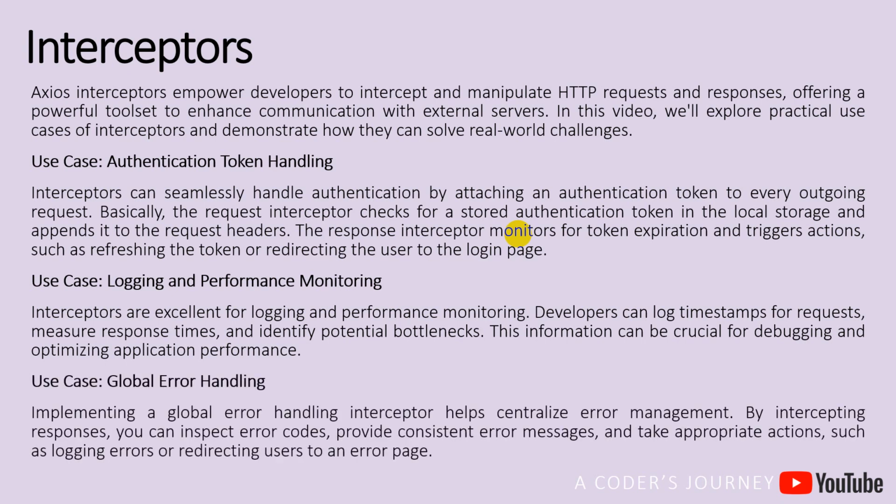The next use case, global error handling. Sometimes you want to handle the errors that happen in your application globally. Interceptors can help you do that. How? They can help you to centralize your error management. So all the code about handling errors can be centralized into one place using interceptors. So by intercepting responses, you can inspect your error codes, you can provide a consistent error message and take appropriate actions, such as, for example, logging the errors in a log or redirecting the users to an error page.